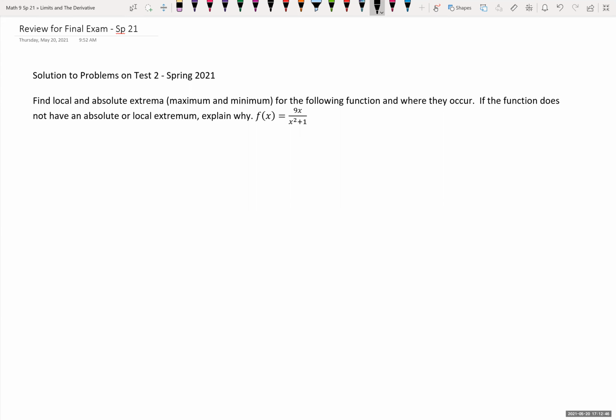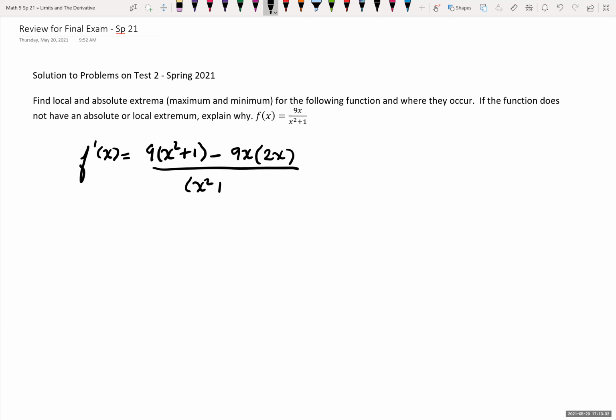Looking at the derivative, we need to apply the quotient rule. The quotient rule says the derivative of the numerator, which is 9, times the denominator, x squared plus 1, minus the numerator, 9x, times the derivative of the denominator, which is 2x, all over the denominator, x squared plus 1 quantity squared. Let's clean this up a little bit and combine like terms in the numerator.